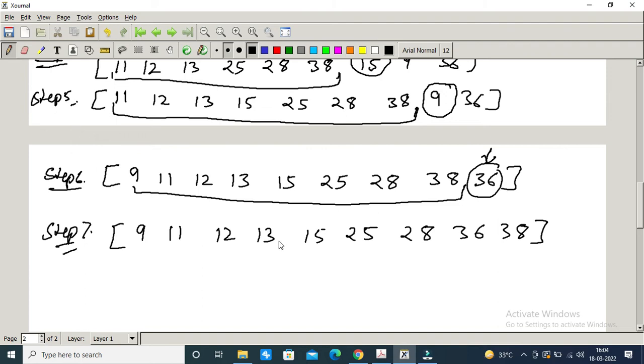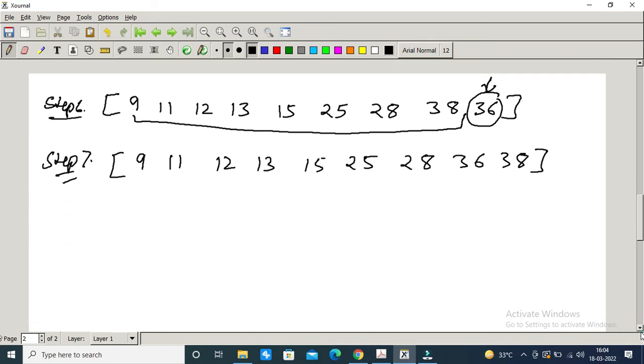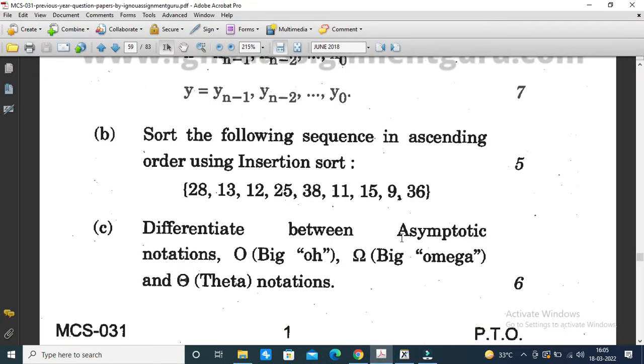Okay. Now the next question is question number 1 of C. It asks about the asymptotic notations, right? Differentiate between asymptotic notations: big O, big omega, and theta notation. So this is the definition they are asking about, and this is a direct question, right?